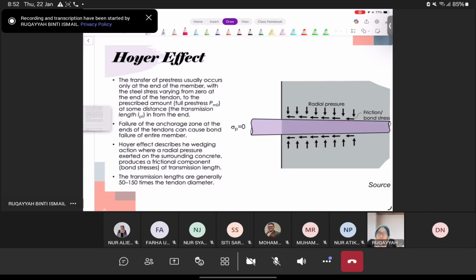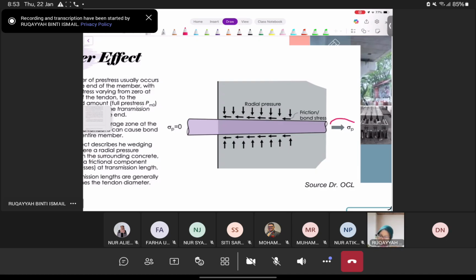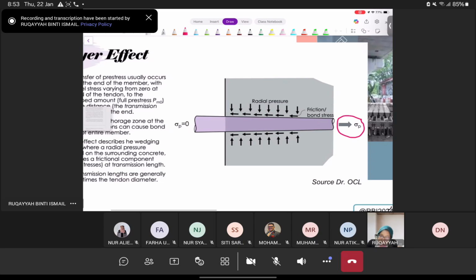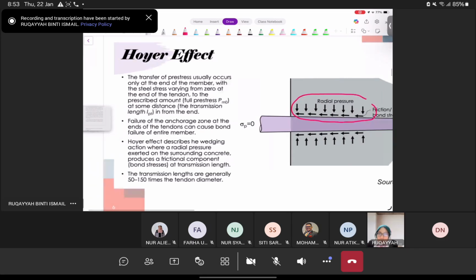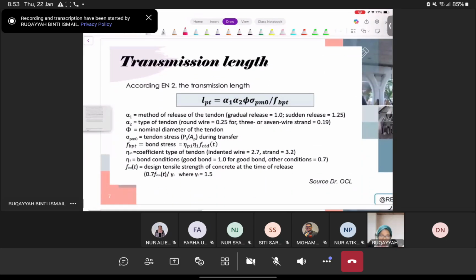All right, so what we call the Hoyer effect is whereby we have the applied force. This is the applied force when you pull the tendon. When you pull the tendon, technically what is happening inside is that you have the radial pressure coming from the material, the concrete, and the friction when you are pulling your tendon. So this reaction between these two different stresses is what we call the Hoyer effect. This will cause what we call a radial pressure inside your end block.